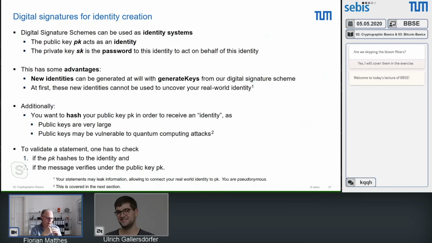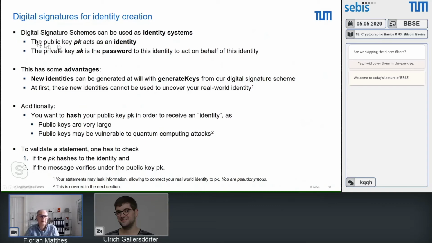Or if you move around, you need your birth certificate. So somehow you are identified either with your birth certificate, from which you derive your passport, or from your current location. And now the question is, how do you identify people in the virtual space? Again, one idea is to use digital signature schemes as an identity system.